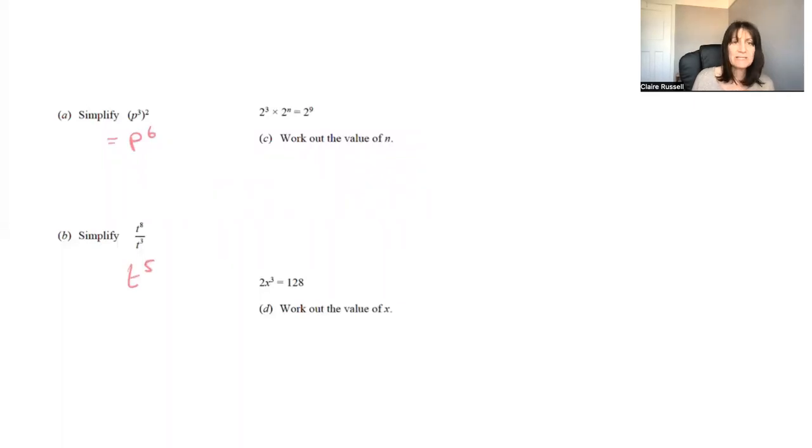This one up here is a little bit different. It's a multiplication question. What they're doing is testing how confident we are with our knowledge.